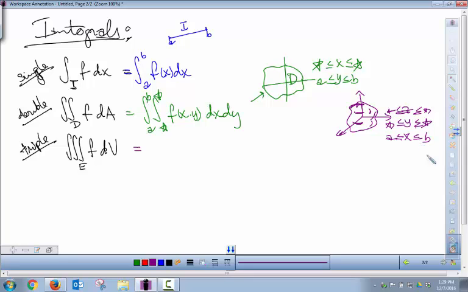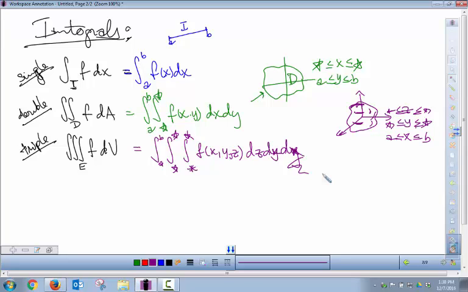And in general, what we want is descriptions of the solid, and we always want our outer limits to be constant. So again, we're going to go A and B for our outer limits. Some functions for the y and z variables, and then you just put the x and the y and the z into the function. Okay, so this is all the stuff that we did back in chapter 15.